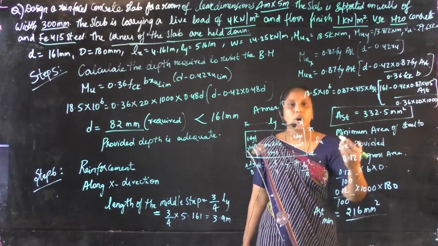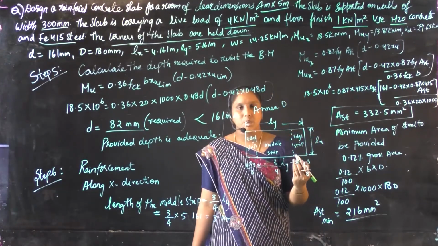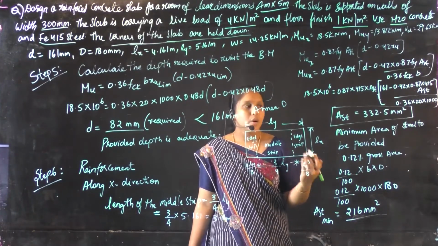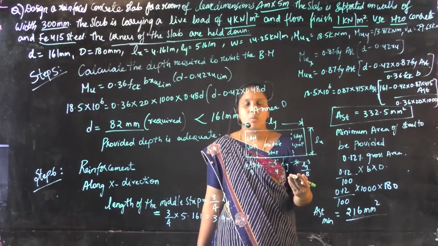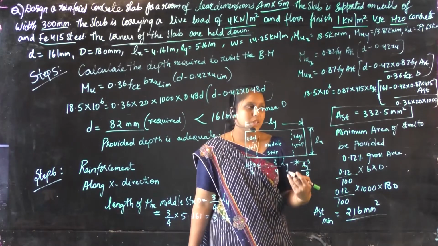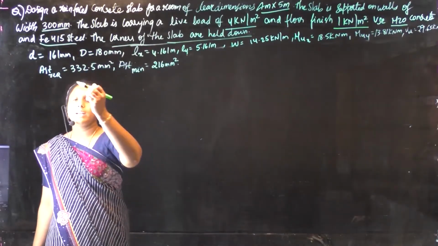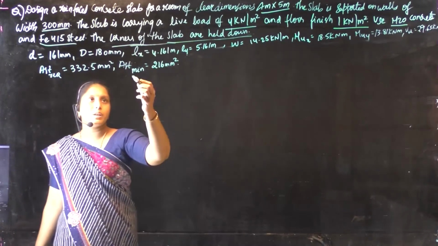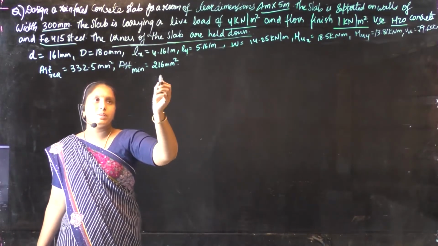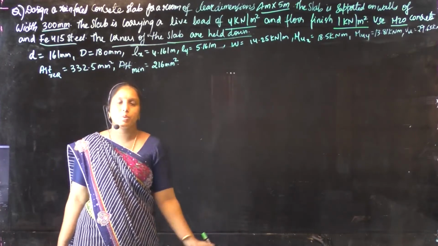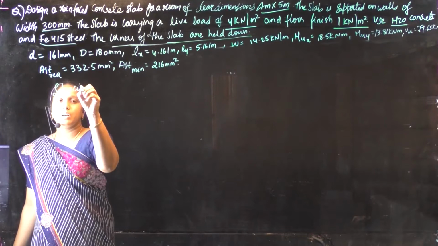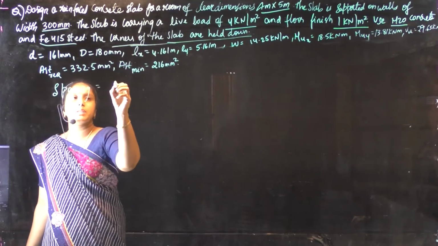Now we have got the area of steel. So what is the next thing we have to do? We have to find out the spacing required. Let us calculate the spacing required and check it also. We have calculated the Ast required as 332.5 mm square, and we have checked the minimum Ast, which is 216 mm square. Now we have to find out the spacing which is required. So I will calculate the spacing.